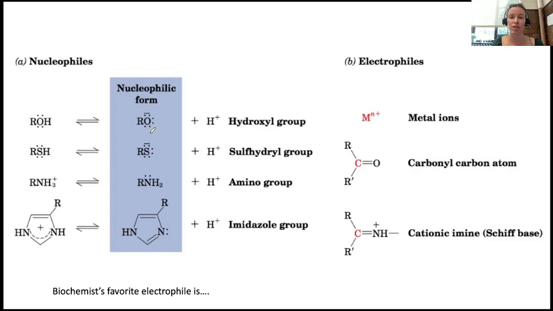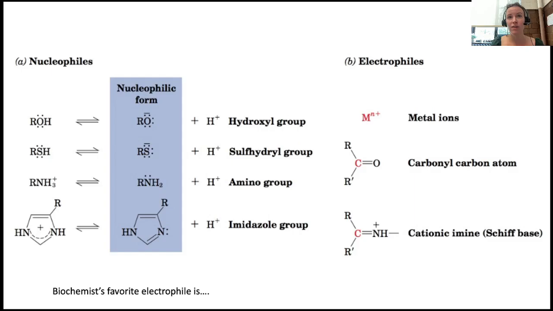But it's not just this hydroxyl group or thiol that can do a nucleophilic attack. We, of course, can have the lone pair from amino groups or a lone pair on a nitrogen within an imidazole group that we might see on a nucleophile like histidine. So nucleophiles that you'd expect from organic chemistry, again, we definitely see these in biochemistry, particularly OH, SH, and NH.